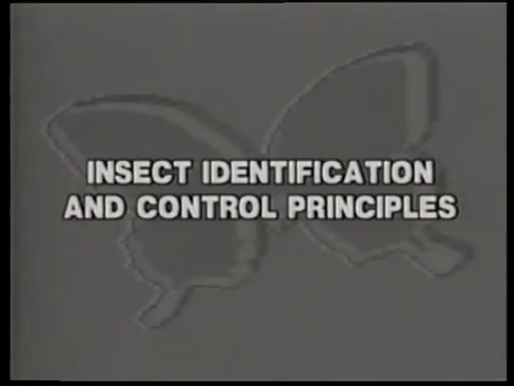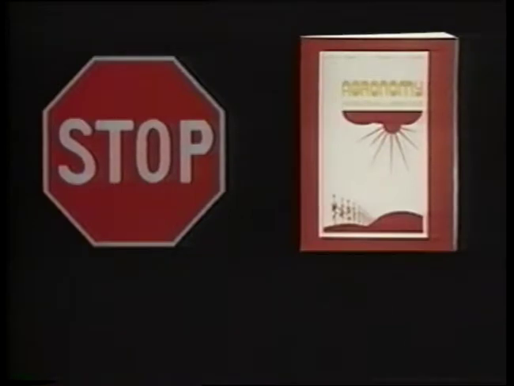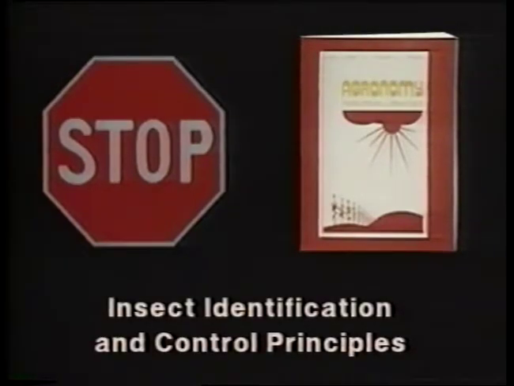The remaining part of this unit is the section on insect identification and control principles. You should learn the identification and life cycle characteristics of the major insects and understand their relationship to strategies and timing of control. Please check with your instructor for the insects for which you are expected to know. You should now stop the VCR and study this section in your text, then return to the VCR for further tutoring.